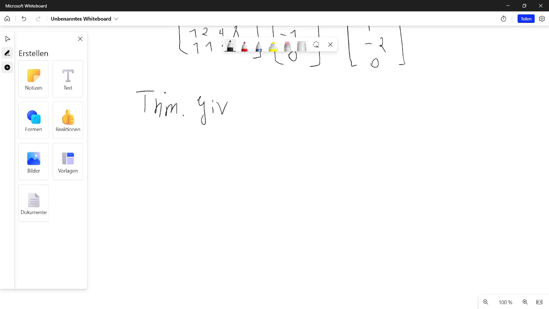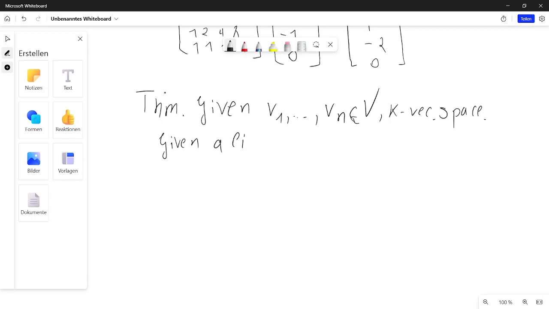Given v1 to vn. There's just v1 to vn now, right? No basis, nothing for now. V is again, of course, a K vector space. Given a linear map L, now from some W, again some vector space, to V.